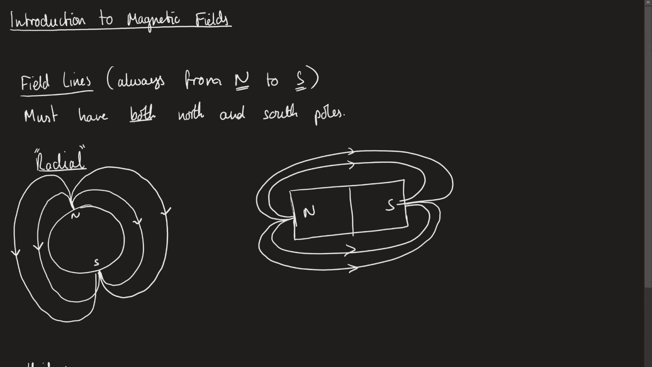From this video, the important things you need to know is that we can have both radial and uniform fields, and all magnets have to have a north and south, and the field lines will always travel from north to south.